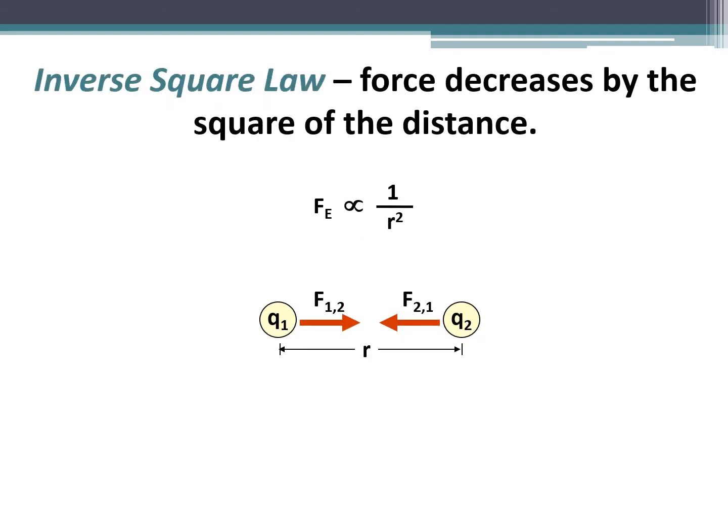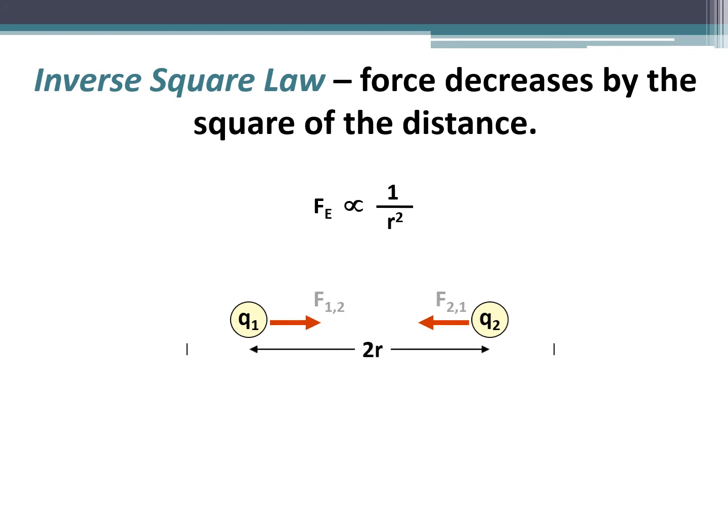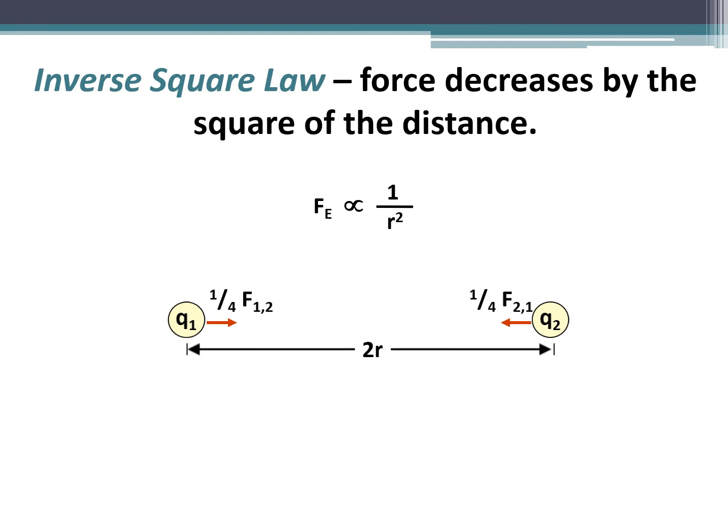The inverse square law is true with gravitational force. It's also true with the electrostatic force. Basically, what it means is the force decreases by the square of the distance. So if I have two objects that have a force between them and I double the distance, that's going to give us 1/4 the force.